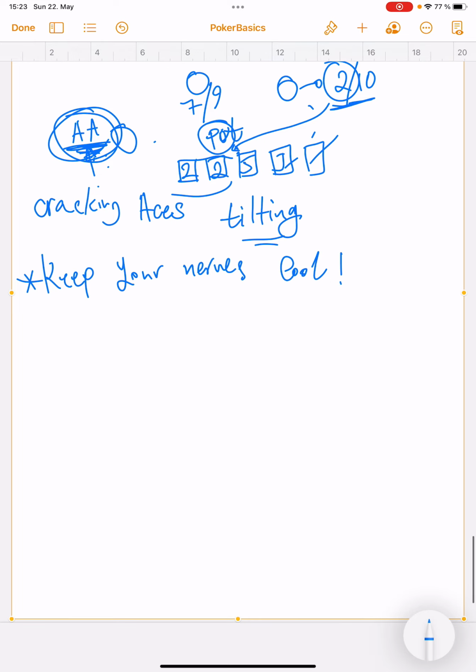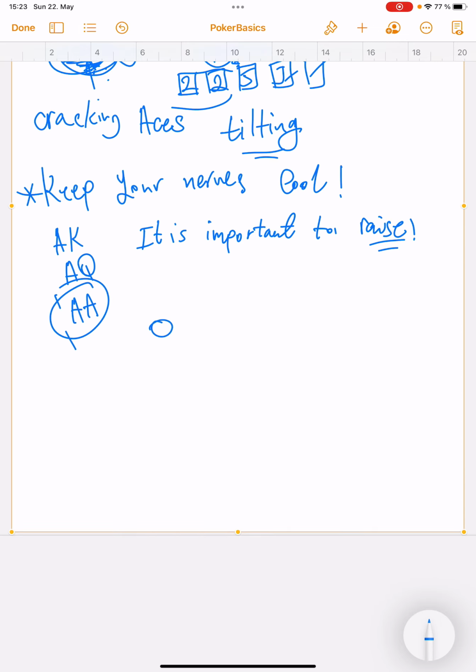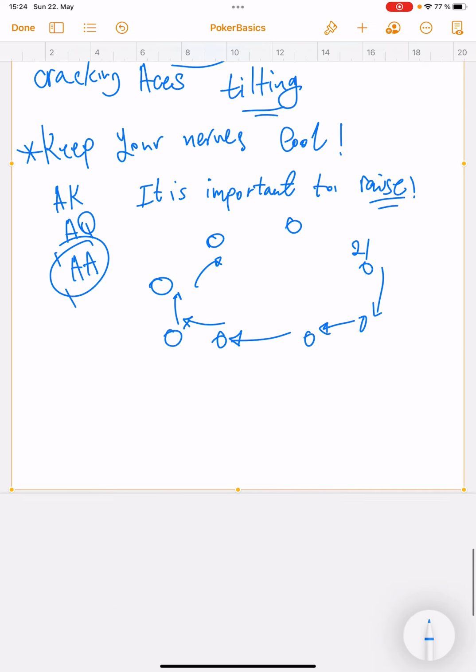Another thing which came to my mind is normally when you have good cards like ace king, or ace queen, or aces, or any combination of these, it is important to raise. Bear that in mind. If you have aces and you don't raise, then everyone sitting at the table with every bad hand that they have, like in the example we had here with deuce and 10, will basically call in the end, and based on the flop, your aces might get cracked very, very easily.